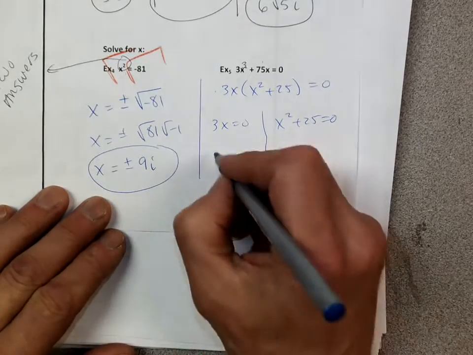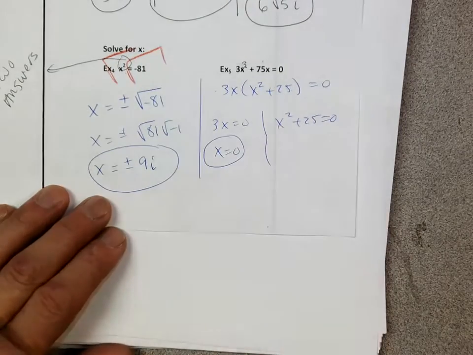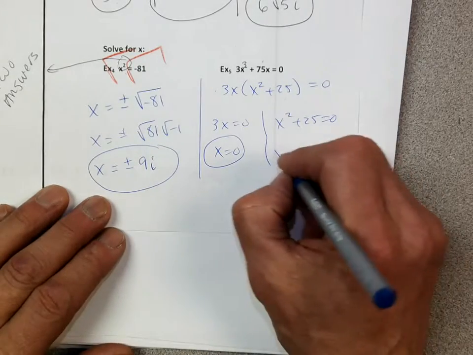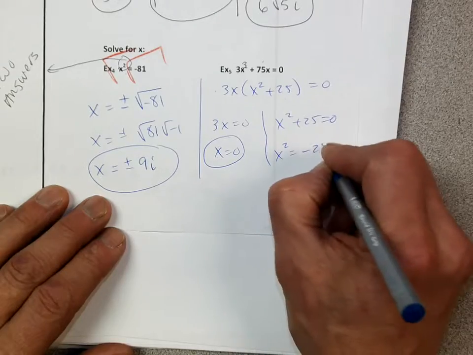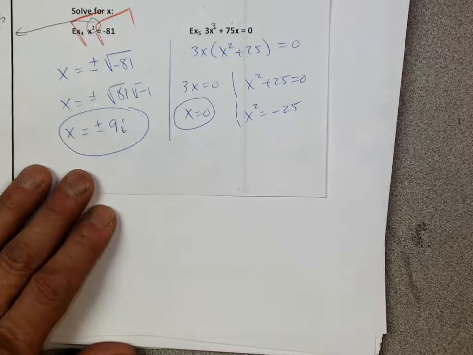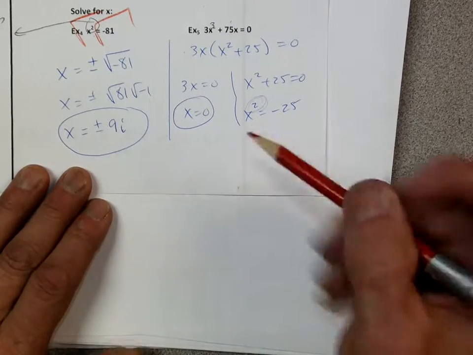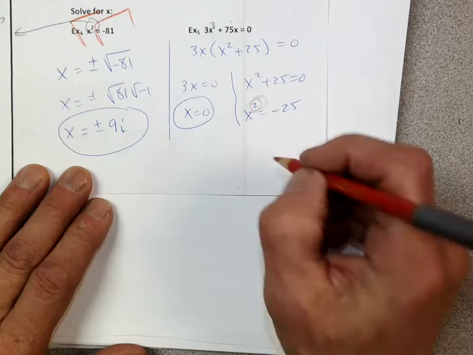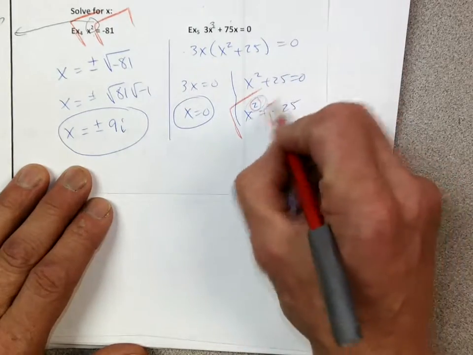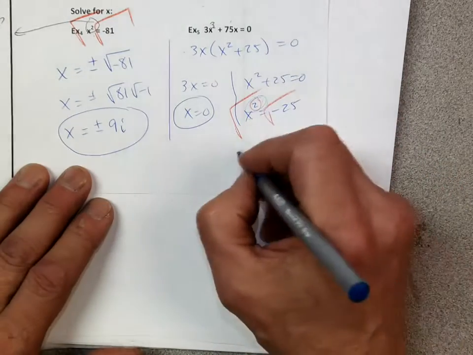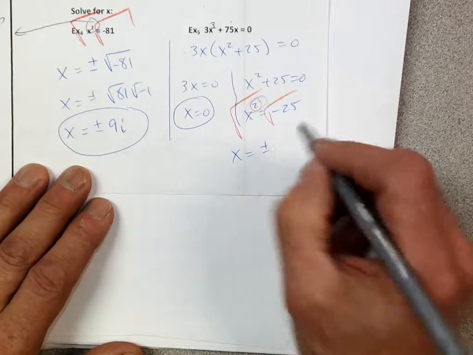Divide, divide. One answer is 0. Minus 25, minus 25, x squared equals negative 25. I've got to square root it because it's squared. But I know I've got to have two answers. Okay, I have two answers. So I go square root, square root. To have two answers, we go plus or minus.